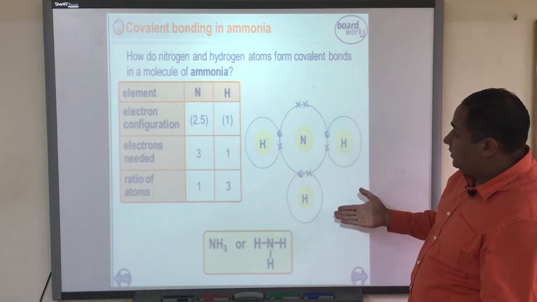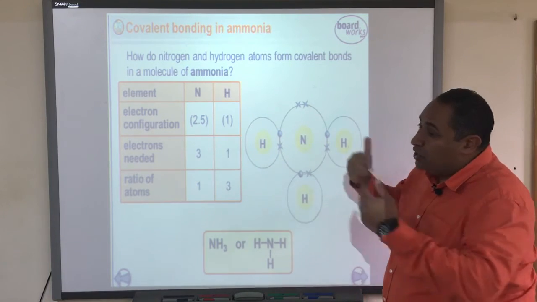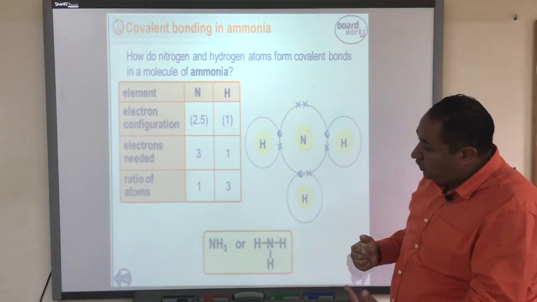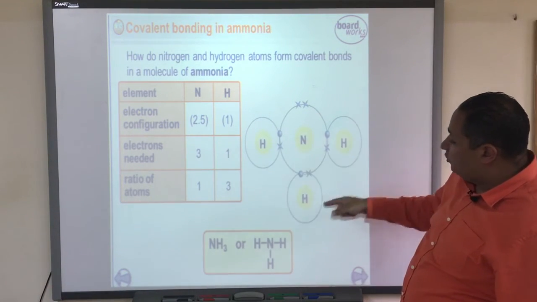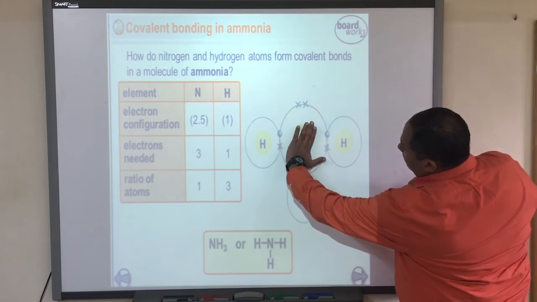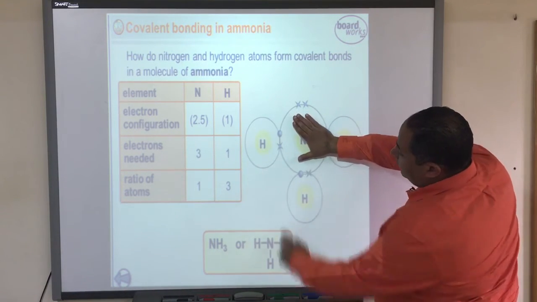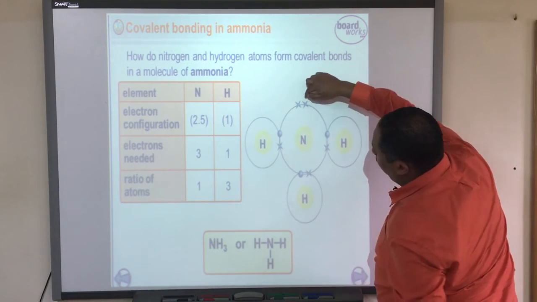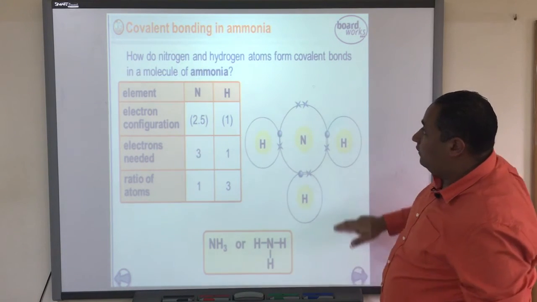This is what happens. Nitrogen needs 3 electrons, so it shares 3 electrons. Hydrogen needs 1 electron, so it shares 1 electron. Now, the 3 hydrogen atoms, each one will share. Let's see this hydrogen. How many electrons around this hydrogen? 2. How many around this? 2. How many here? 2. Now count the nitrogen. 1, 2, 3, 4, 5, 6, 7, 8. Okay, very good.